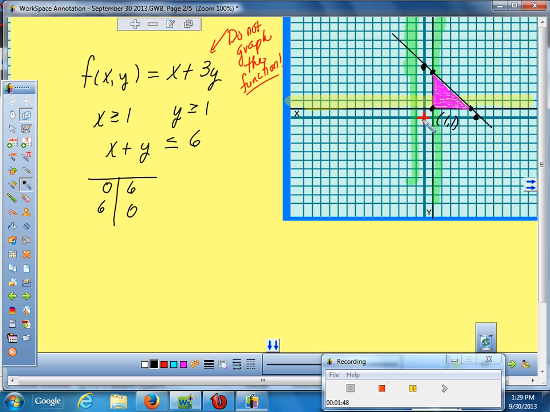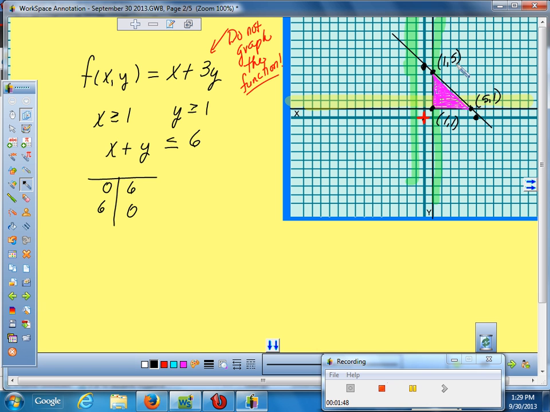If you count from the origin, that's 1, 2, 3, 4, 5 over and 1 up. And then the one at the top from the original origin is 1 over and 1, 2, 3, 4, 5 up. So the maximum and minimum value for this particular function is going to happen at one of those 3 sets of coordinates.